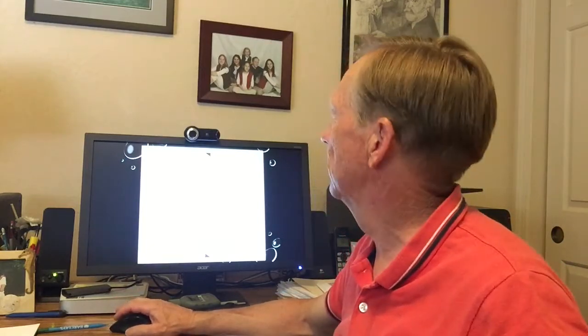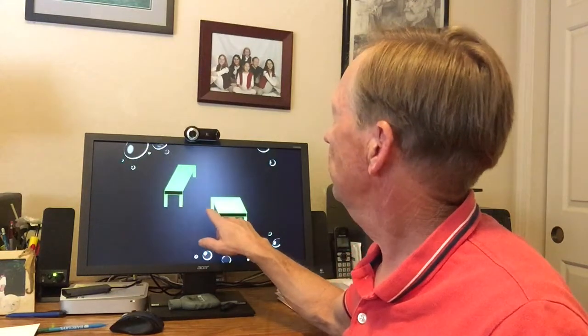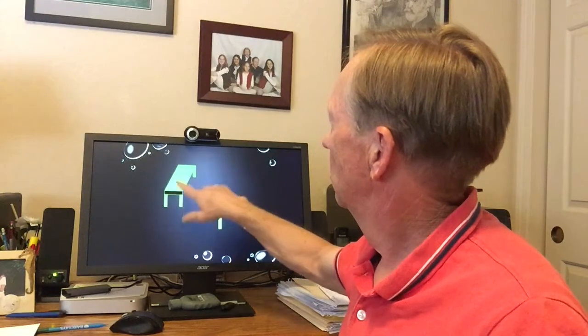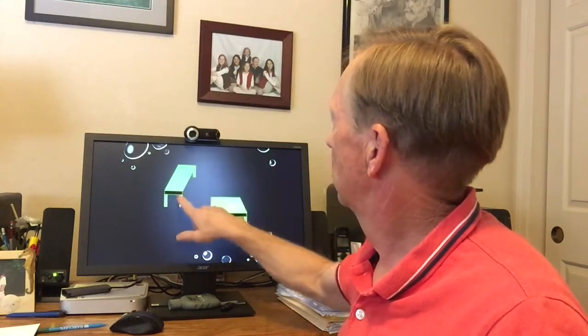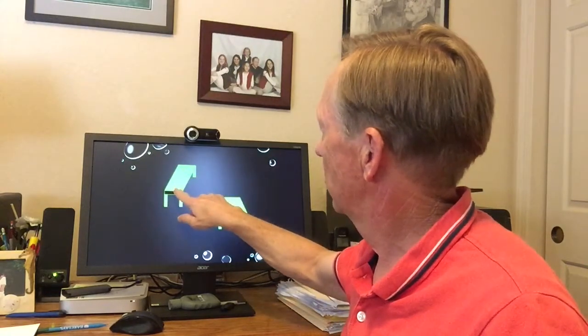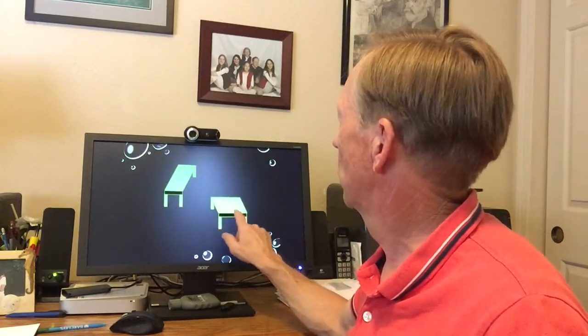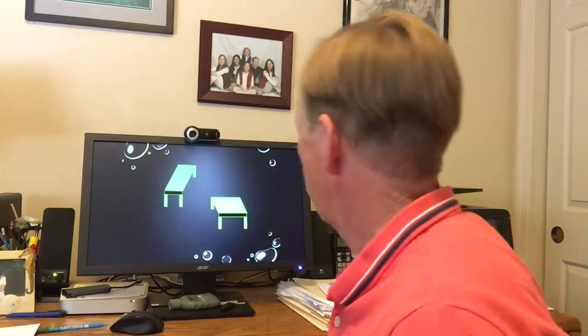Now I want to show you something else that I found recently that's kind of interesting. Take a look at these two tables here. This table looks to be longer, and the top being a rectangle that seems to be longer than wide, and this one seems to be more of a square, right? But it's an illusion.